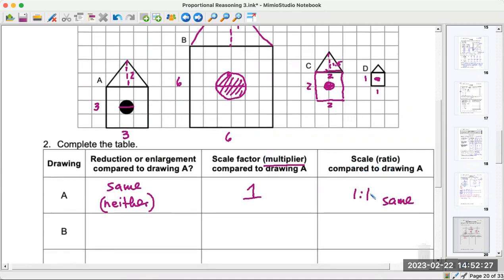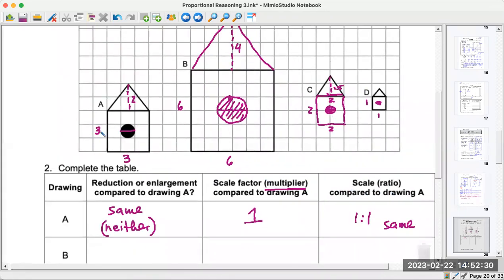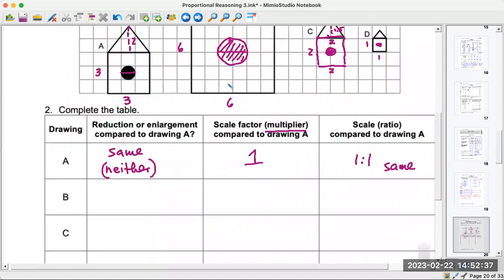Okay. Building B is twice as big. Do you see how 3 and 6 compare? 6 is twice as much as 3. Everything gets twice as big, so that's an enlargement. And the scale factor is 2 because it's twice as big. And that would make it 2 to 1. Twice as large. Okay. C is a reduction because it's smaller.